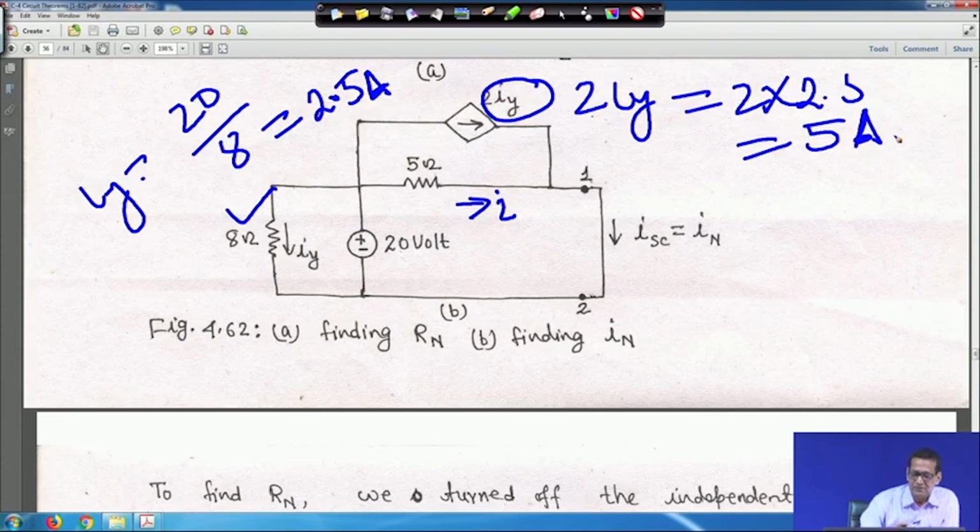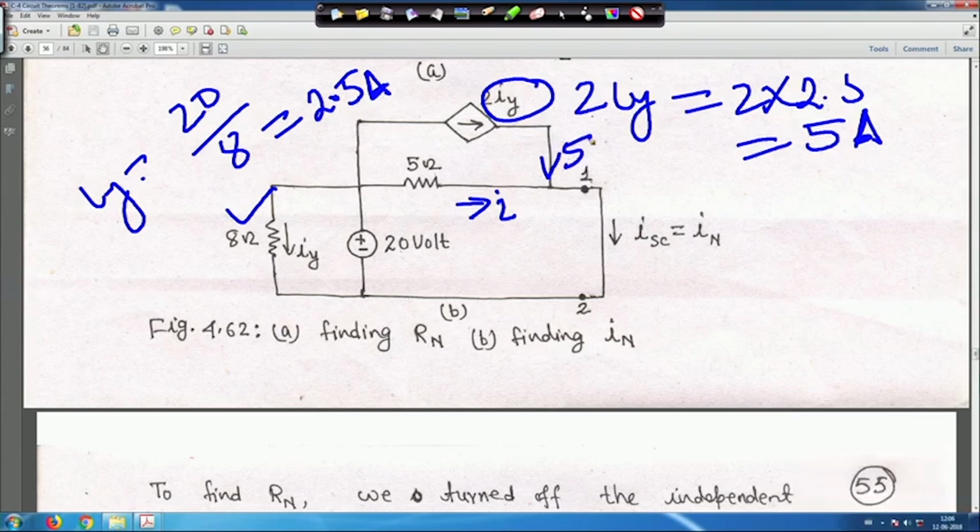So, now the question is, here 5 ampere current is entering, right. Now, to get the I value, this is 5 ampere, that means ISC is equal to I naught. If I write from here, it will be basically I plus 5. So, we have to obtain I.